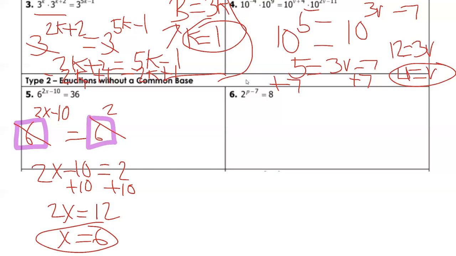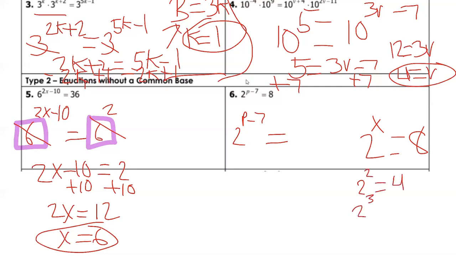So for example, number 6, I have 2 up to the p minus 7. One tip, it's not always true, but a lot of times if you have an even number on both sides, you can write it as 2 up to a power. So you're asking yourself, 2 up to what power equals 8? If you don't know that, maybe you see it, but if not, just plug in your calculator. 2 squared is 4. If you plug in 2 up to the third power, that is 8. So that is actually it.